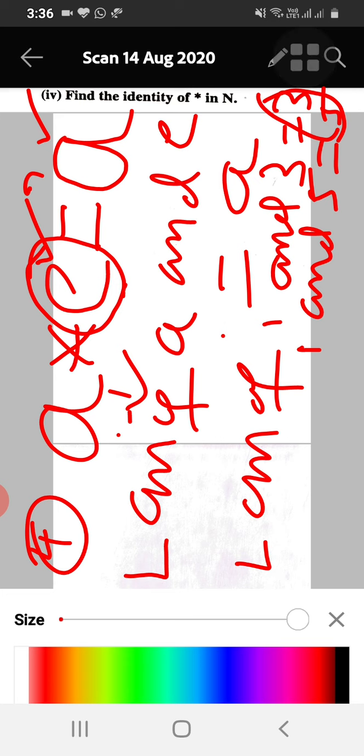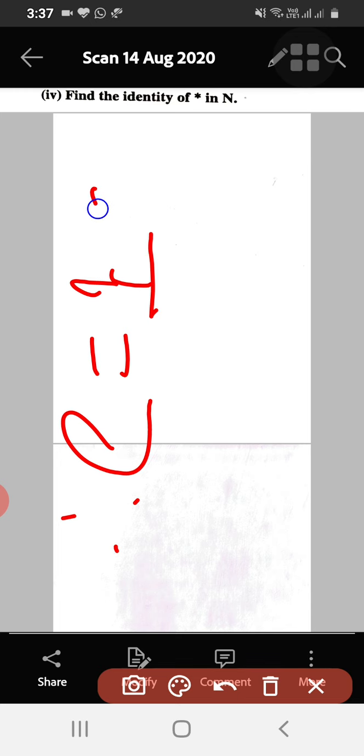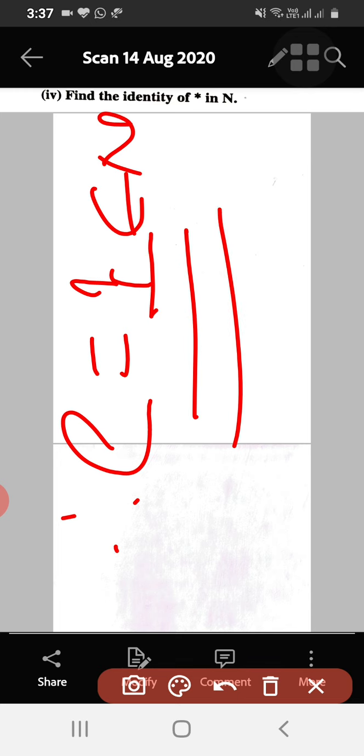So what is the identity element here? My identity element is 1. I think you got the idea. If I combine any element with 1, the LCM will be that element only. So therefore, the identity element in this case is 1. So what do we have to write? Therefore, E in this case is equal to 1. Of course, 1 is a natural number. So this is the answer for the fifth question.